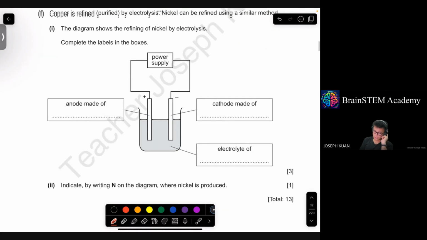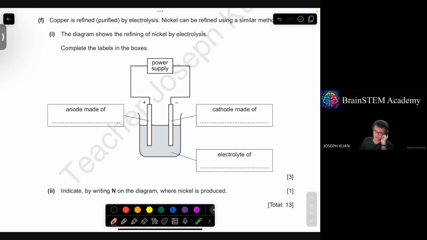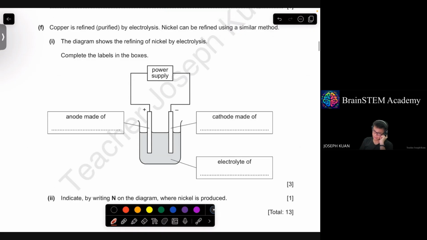All right, moving on to the next question. Copper is refined or purified by electrolysis. Nickel can be refined using a similar method. The diagram shows the refining of nickel by electrolysis. Complete the labels in the boxes.